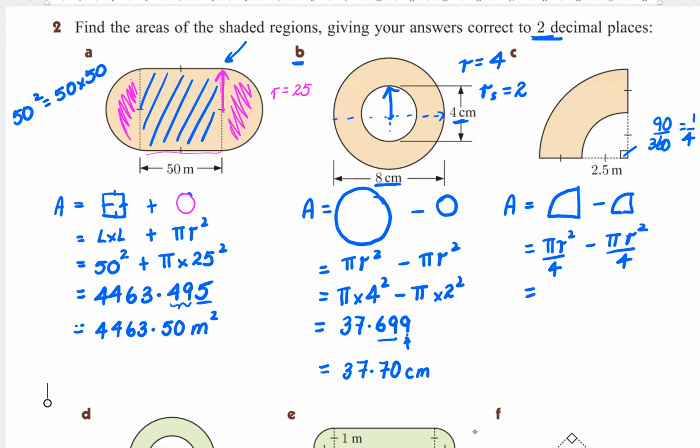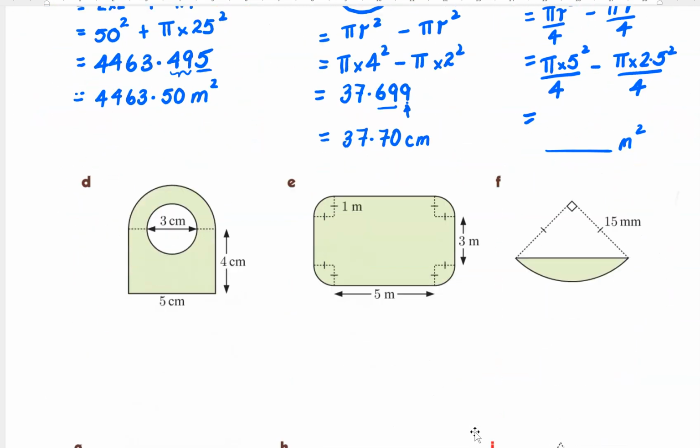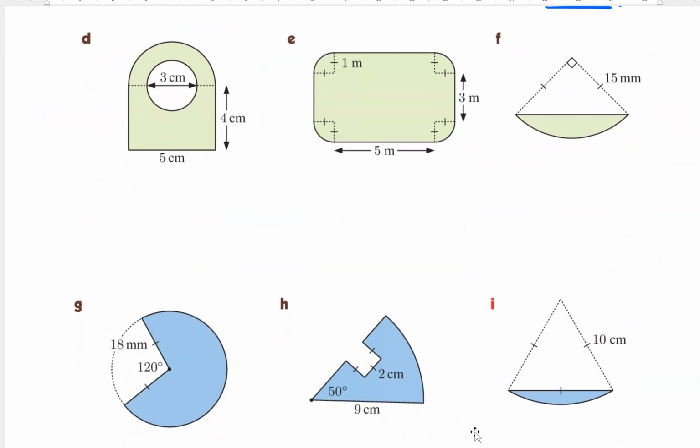Right, so all that's left for us to do is say, well, what is the radius of the big circle? Remember, the radius is from the center to the outside. So we've got 2.5 there and another 2.5. So altogether, 5 for the big circle, quarter of a circle. And of course, the little one then, that's just your 2.5. And let's make the calculator do all the work. And don't forget, make sure you've got the units squared.